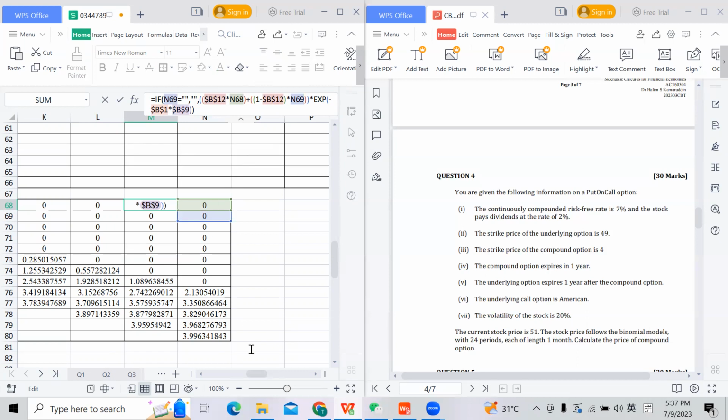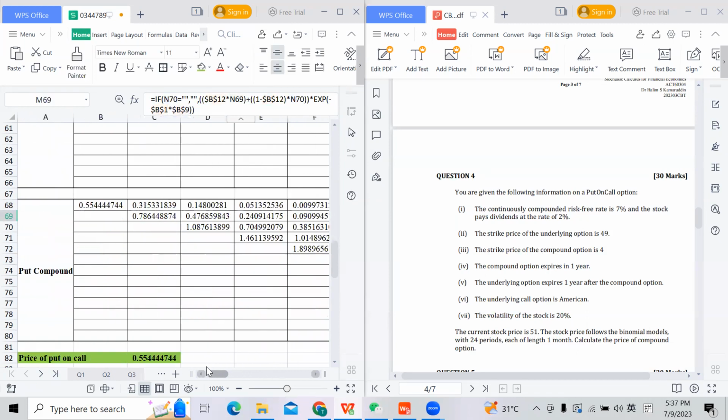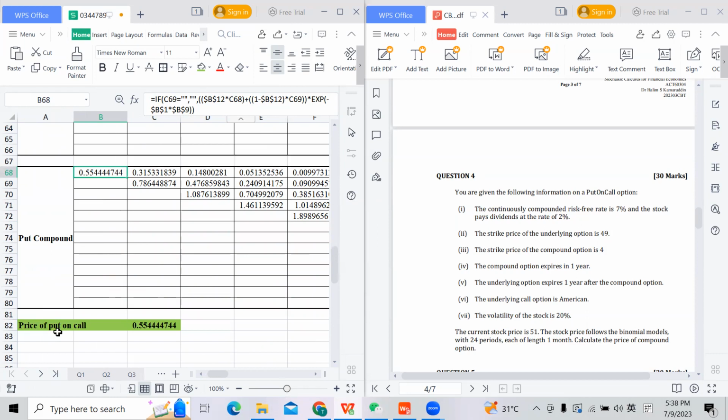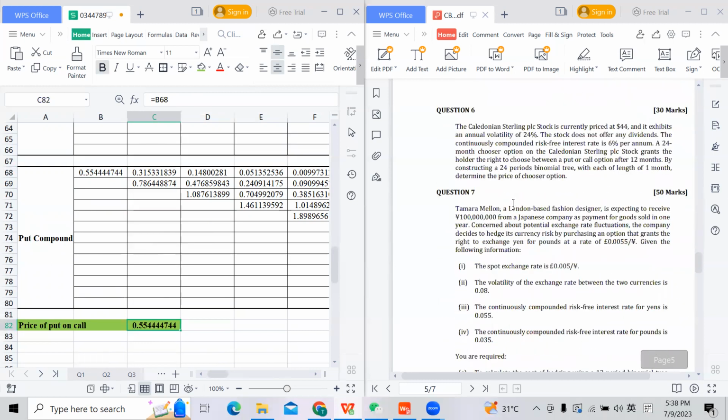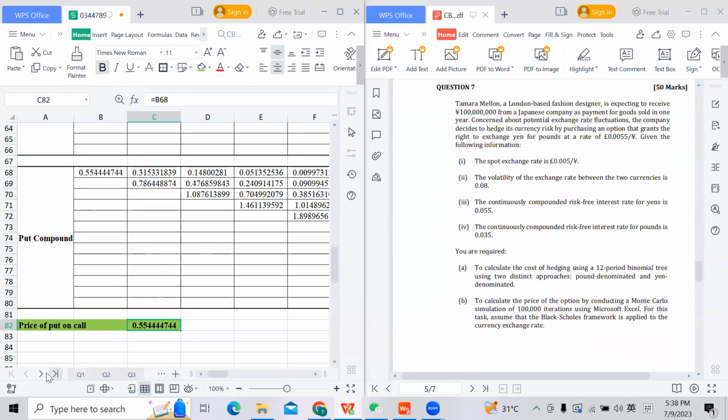After finishing computing the values, we can get the P at period 0. So P0, the price of the put on call, is 0.554444744. This is our question 4 answer. Next, we are looking for question number 7.